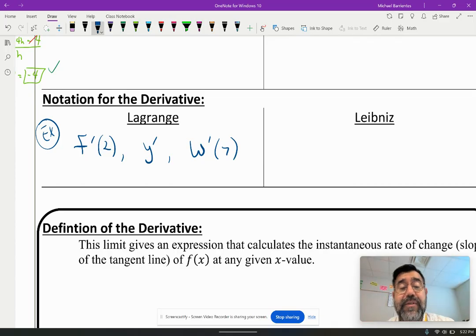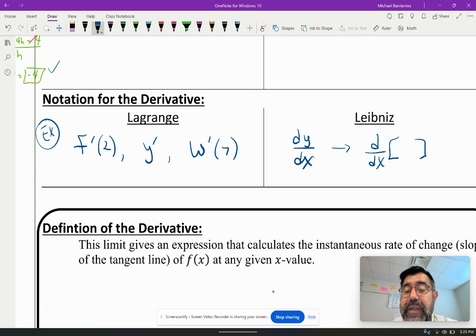Whereas the Leibniz notation looks like this, and can be translated to taking the derivative of something with respect to x. So I'm taking the derivative of some kind of function here. Or if you have the y equation, then we're taking the derivative of the y equation with respect to x. But it has this fraction-looking notation. We're going to go back and forth between both.